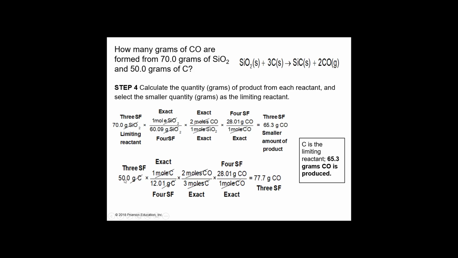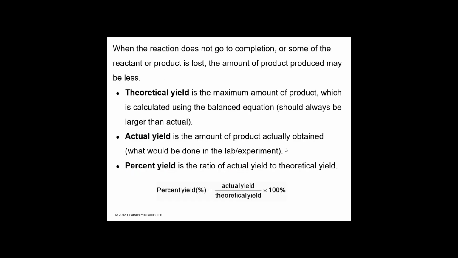Now we do the same for the bottom. We have 50 grams of carbon, set it up with the molar mass, get the molar ratio, get the molar mass of CO, and it gives us 77.7 grams. And you can see where the sig figs all fit into this. And the smaller amount is the limiting reactant. It's not going to go to completion with the higher amount. So in this case, silicon dioxide is the limiting reactant in this problem.